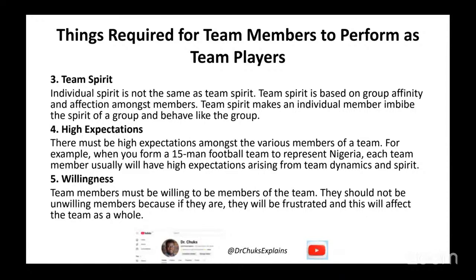Now, the team spirit. Every individual spirit is not the same as team spirit. Mr. A may want to go and eat, while Mr. B may want to go and sleep. That is individual spirit. That's what they want. So individual spirit is not the same as team spirit. Team spirit is based on group affinity and affection amongst members. Team spirit makes an individual member imbibe the spirit of a group and behave like the group. When they work like this, they work like team players.